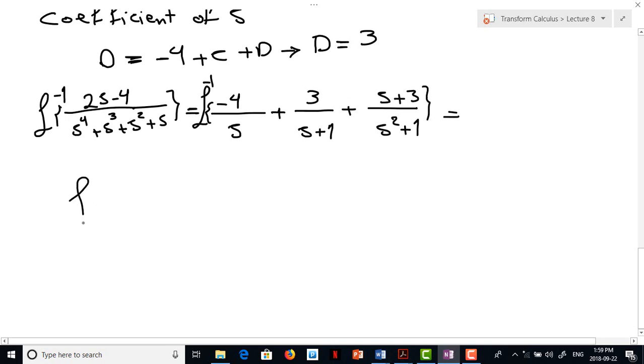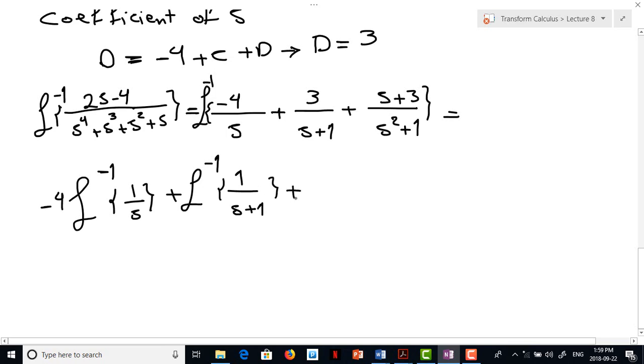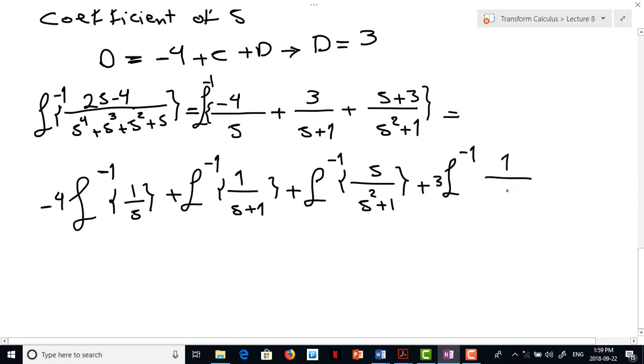I can simplify it again, so it's equal to Laplace inverse of minus 4 times 1 over s, plus Laplace inverse of 1 over s plus 1, plus Laplace inverse of s over s squared plus 1, plus 3 times Laplace inverse of 1 over s squared plus 1.